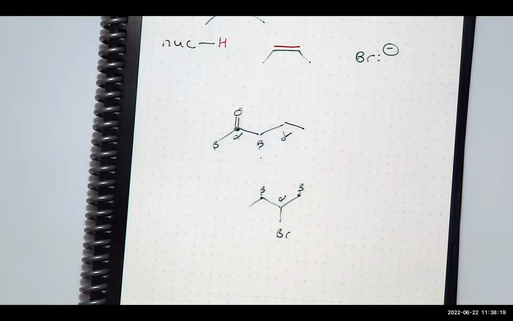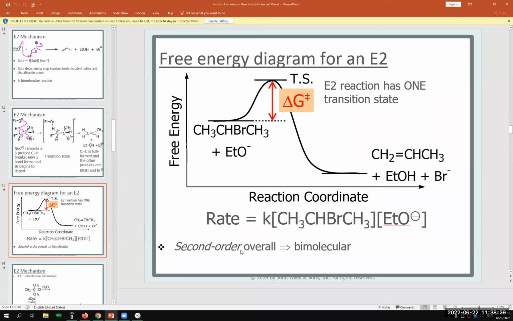And we'll get to that in a little bit. But that's kind of what I mean by alpha and beta. So if you take a proton from the beta carbon, that's called a beta proton as well. You're welcome. Thanks for asking that question.